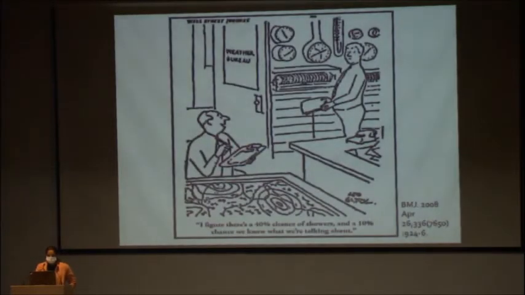So what's all the fuss about this rating of the quality of evidence and so on? Why does it matter? This cartoon appeared in the BMJ in 2008, which clarifies the issue of having to rate confidence in the evidence. There are two weathermen talking in the Weather Bureau, and one says to the other, I figure there's a 40% chance of showers and a 10% chance we know what we're talking about.